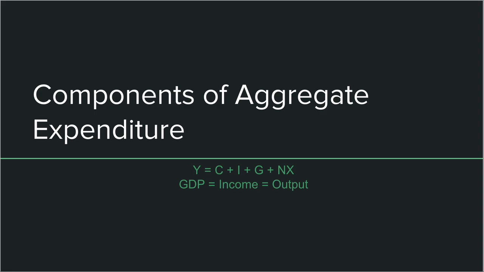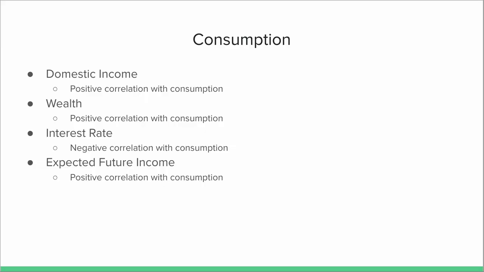The equation for aggregate expenditure is Y equals C, consumption, plus I, investment, plus G, government spending, plus NX, which is net exports. First, the component of aggregate expenditure we'll be looking at is consumption. Consumption is positively correlated with domestic income. As domestic income rises for consumers, so will their consumption levels.